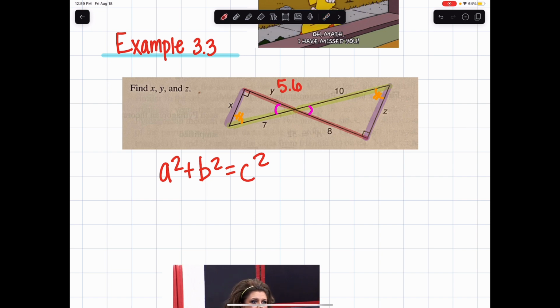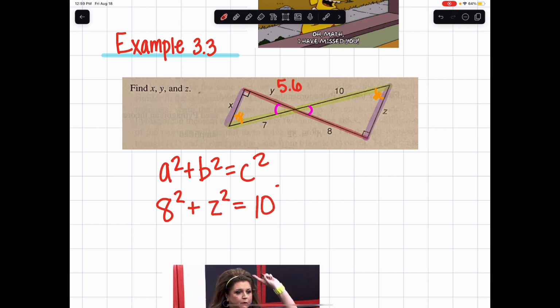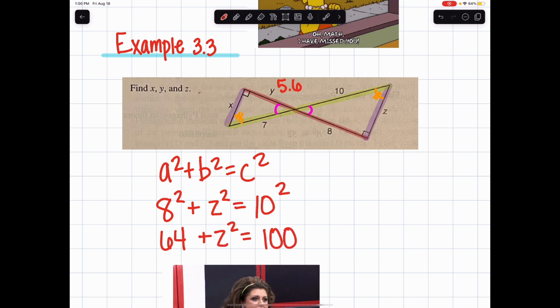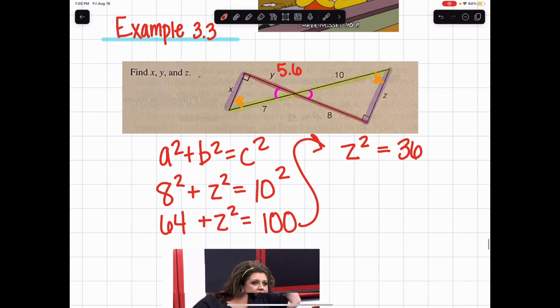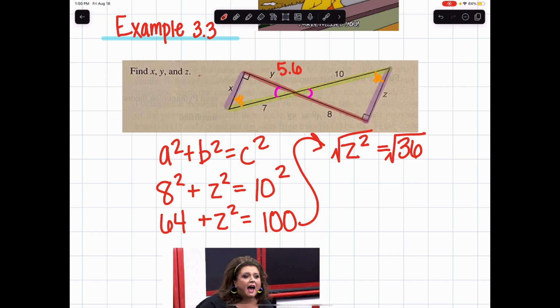So using the numbers on the right, 8 squared plus z squared equals 10 squared. It is 64 plus z squared equals 100. I'm just going to keep going over here and subtract 64 from both sides, so I end up with z squared is equal to 36. Square root both sides. Z is equal to 6.